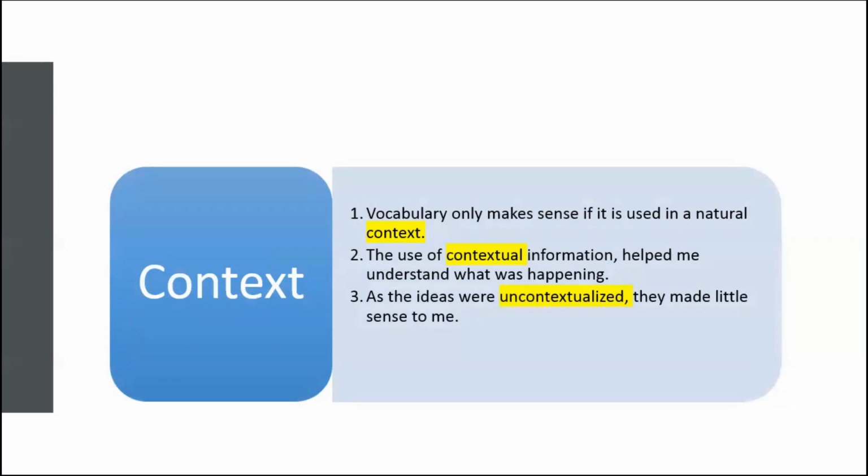So uncontextualized means in a situation that is not familiar, a situation that does not make sense. So if something is in an actual context, it means the situation is familiar and it makes sense to you. So here, un is our negative prefix.